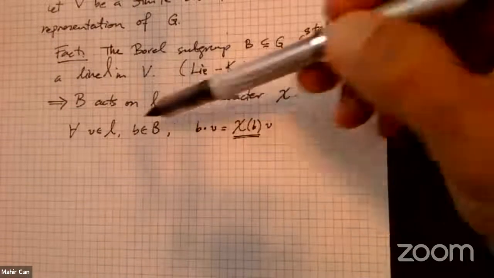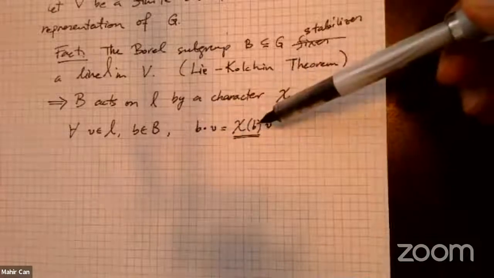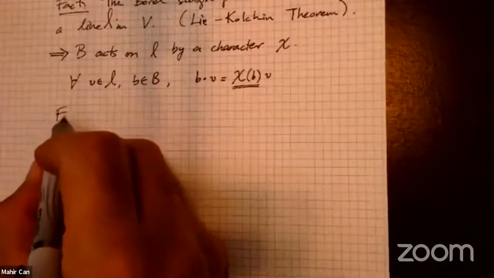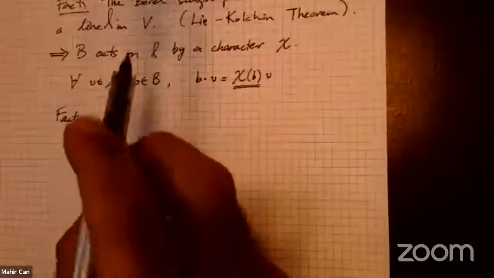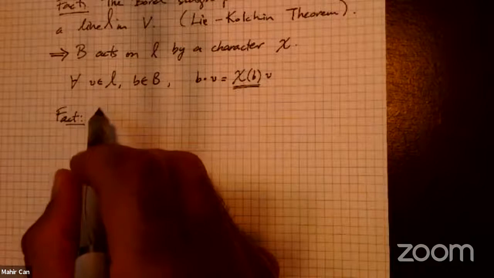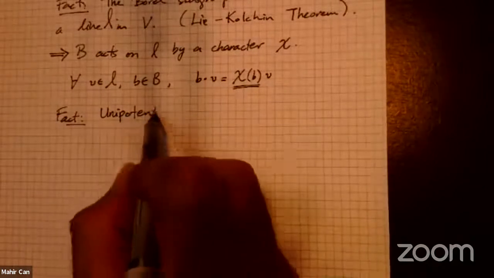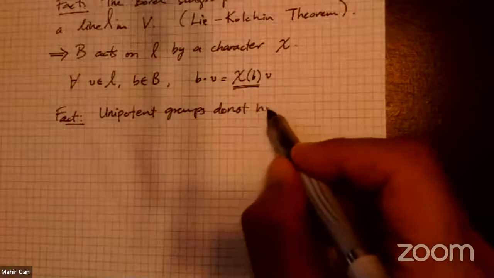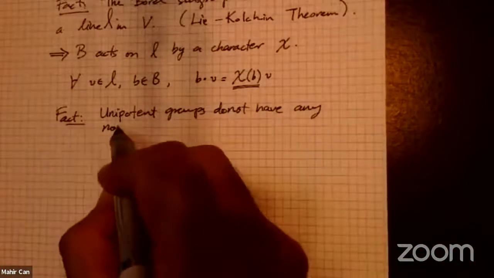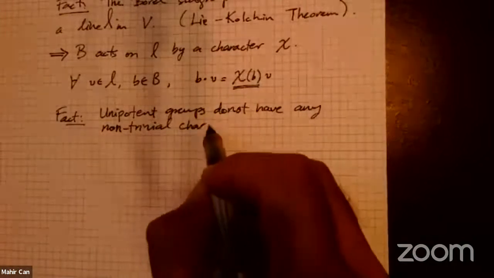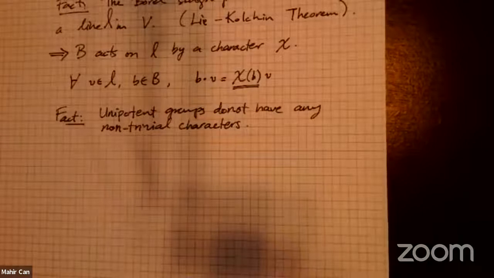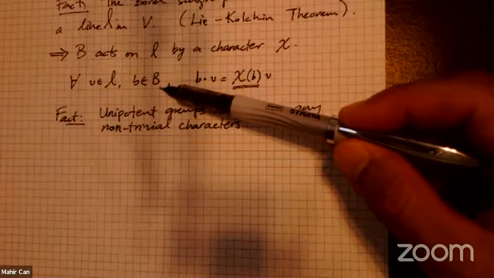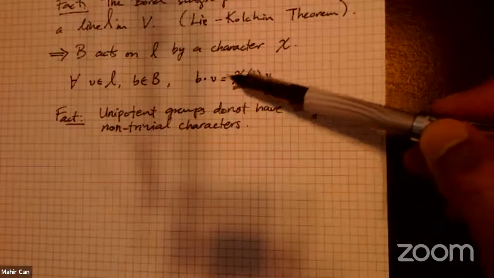Now, on this line, we know that the Borel acts by a character. Yesterday I didn't get a chance to mention this fact, but actually I did prove this using Rosenlicht's theorem. Unipotent groups do not have any non-trivial characters, right? This was the second lecture, I think. Therefore, if I restrict this Borel subgroup action to its maximal unipotent subgroup, because its character is trivial, it means that it fixes this line.